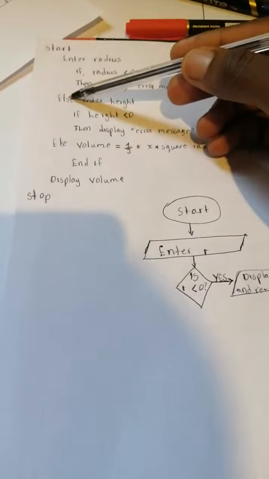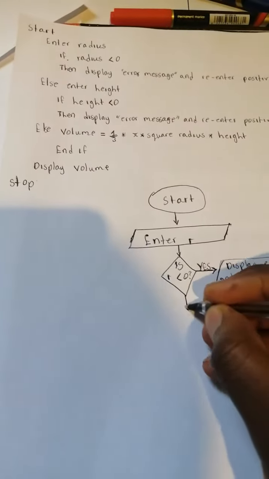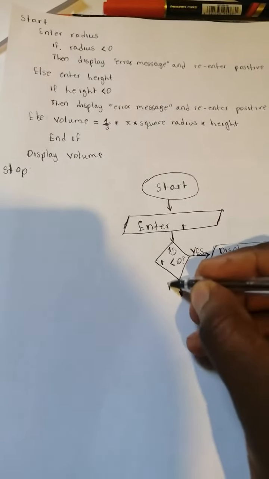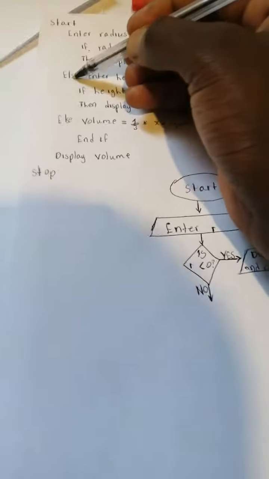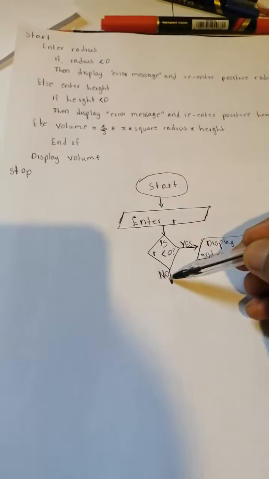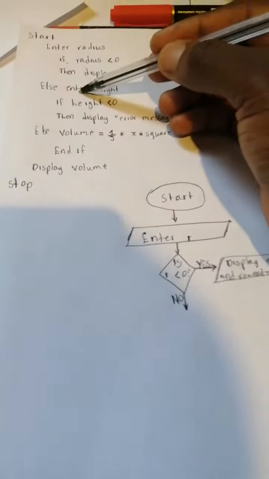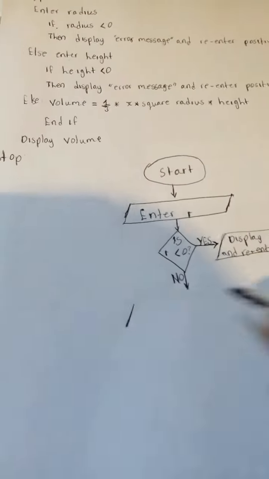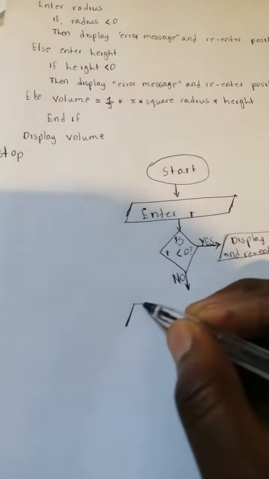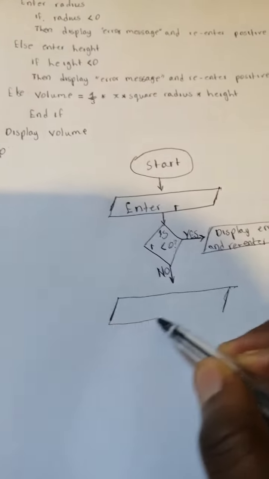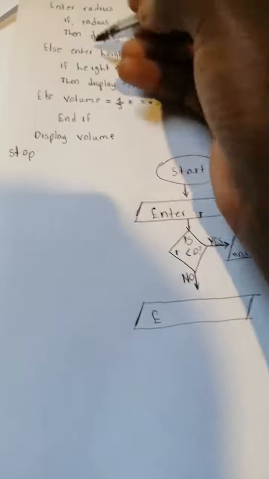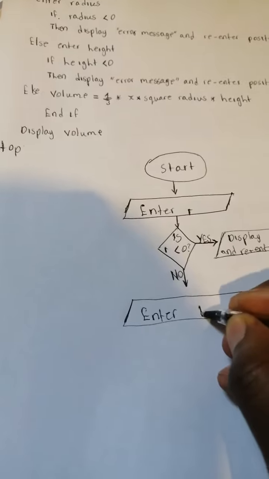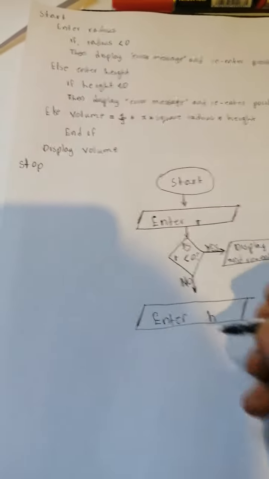height. Whenever you see else here, you're going to draw an arrow going down like that, and beside this arrow I'm going to write no, which is for else. Whenever you see else, you should write no beside this arrow. Then here it says enter height. Whenever you see enter, you're going to draw a parallelogram like that, and inside it I'm going to write enter h. Instead of writing enter height, I'm just going to write enter h.